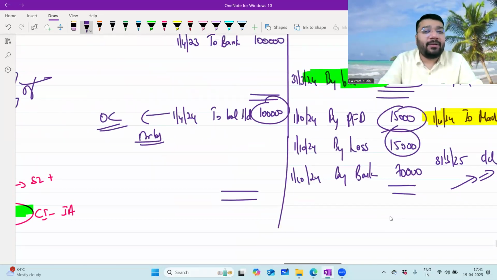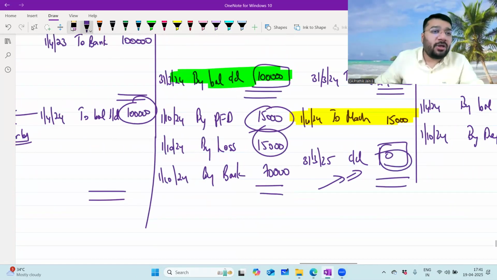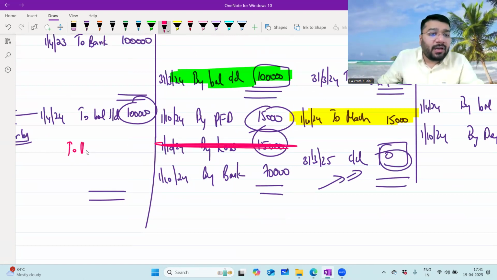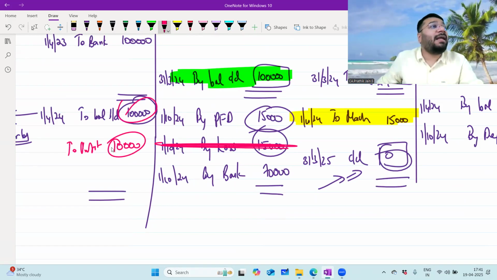In case 2, what will happen? In case 2, instead of this loss coming 15,000 here, a profit will come. How much? 10,000. So 1 lakh plus 10 is how much? 1 lakh 10,000. Minus 15,000 is how much? 95,000. And by bank is how much? 95,000.